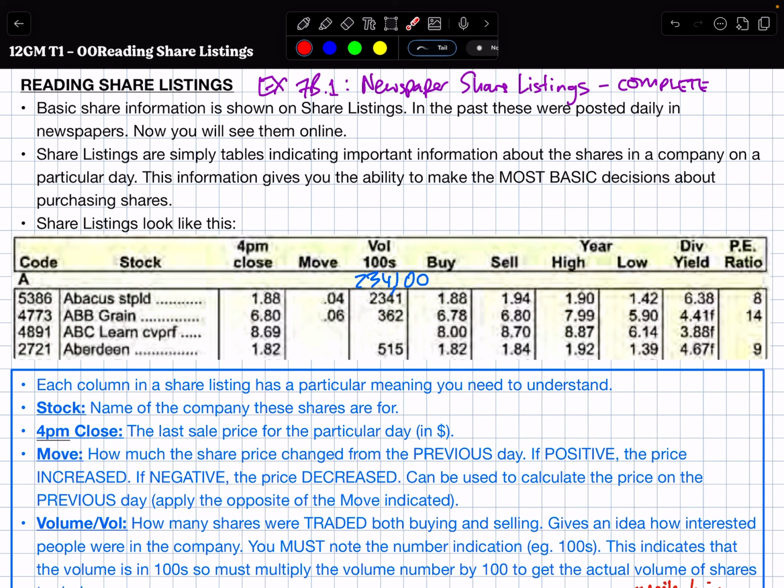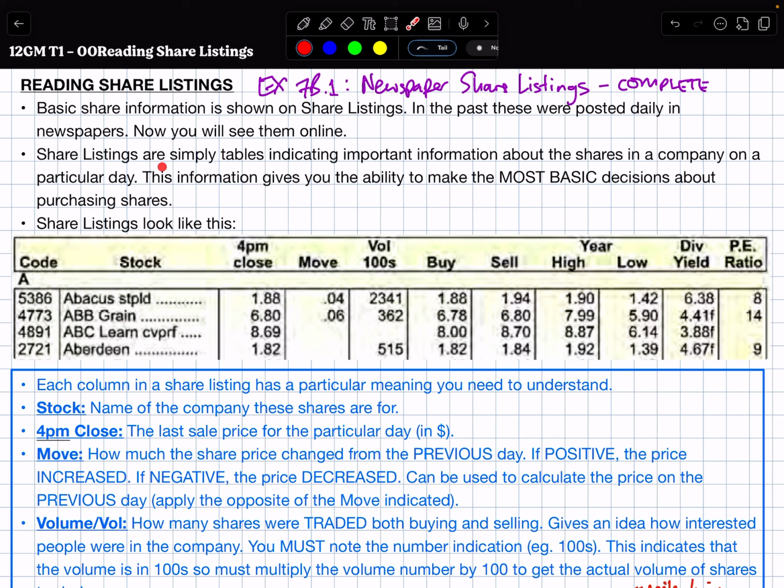So this video is on reading share listings. You can get a lot of information about shares on a share listing. These days you would do it online with a website like Yahoo Finance, but in the old days it would have been in a newspaper, and because you're going to do a test on this, it's going to be printed on paper, so it's basically like reading it off a newspaper, what I need you to be able to do.